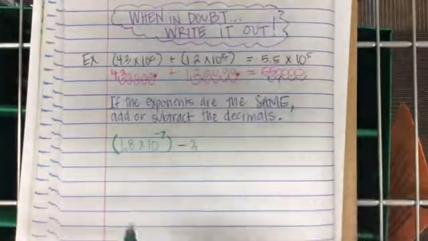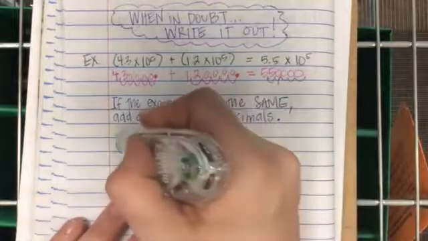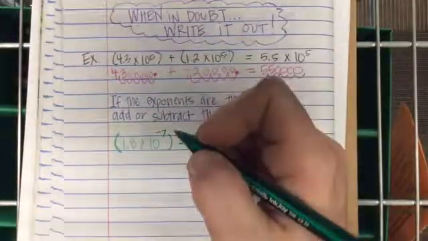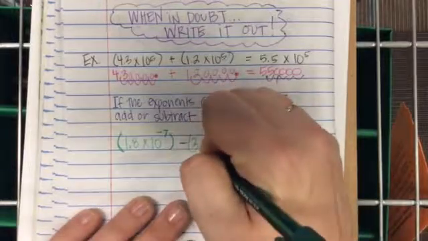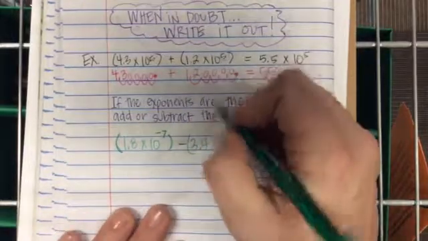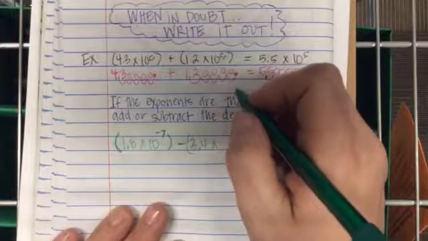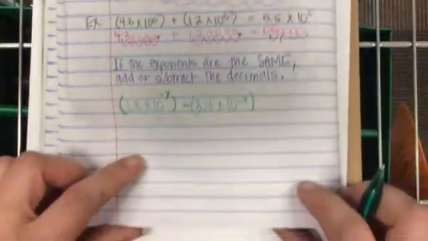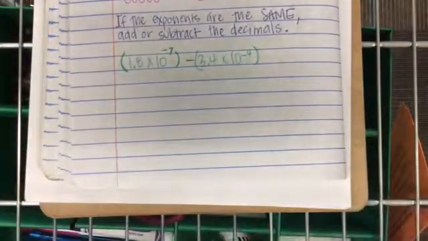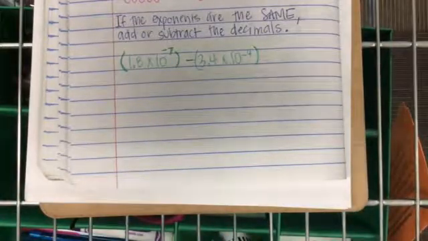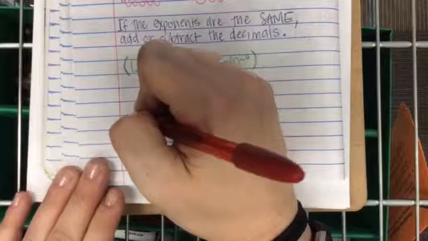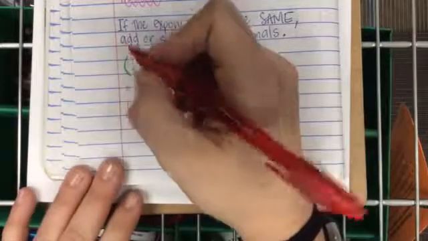Oh, I want to change that, sorry. We'll do that one later, so you can just skip down here. 10 to the negative 4th, but I'm going to skip that. We'll do that one in a minute. We'll come back to that. Let's do this one.